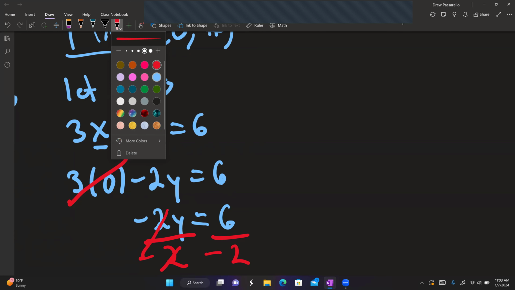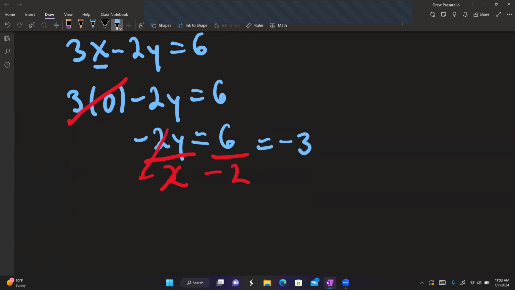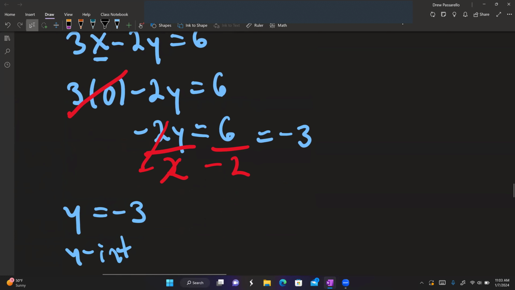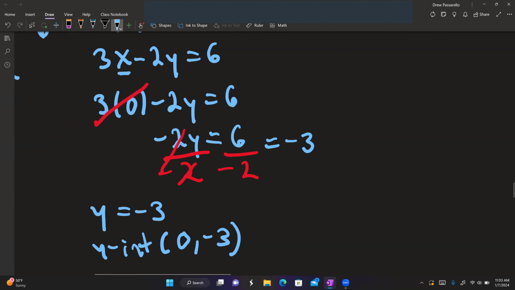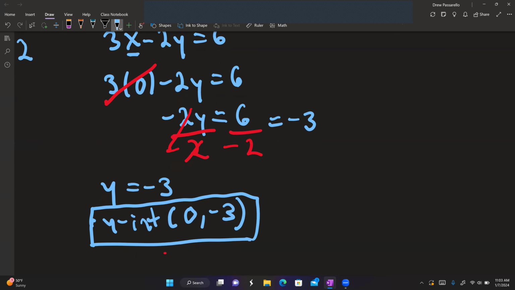6 divided by -2 is -3. And that -3 is the y-intercept. So we got y equal to -3. That tells me the y-intercept. And it's 0 for x for the y-intercept, so it's (0, -3). Let me box that. All right, so that's the y-intercept.